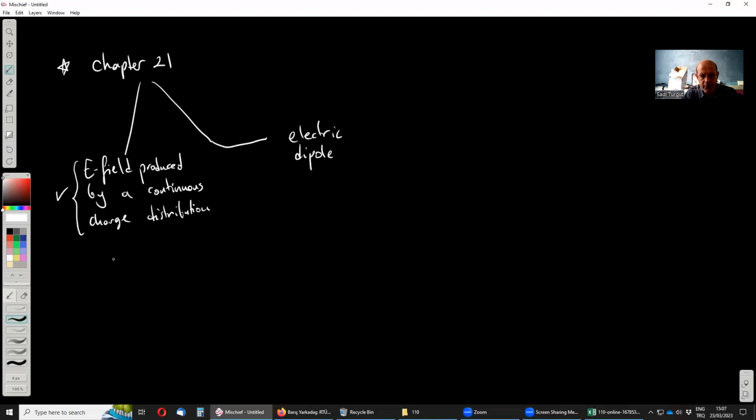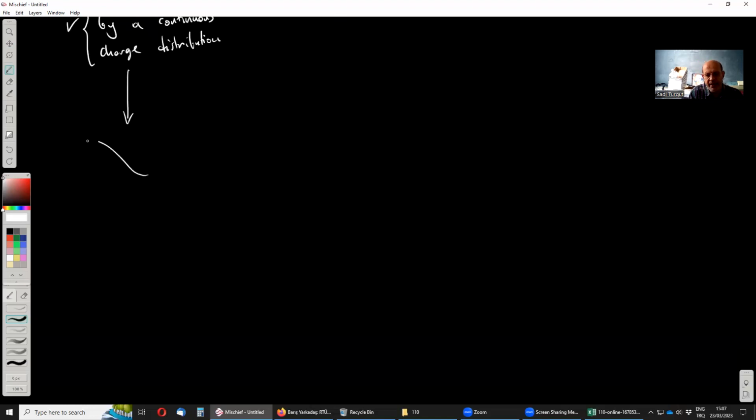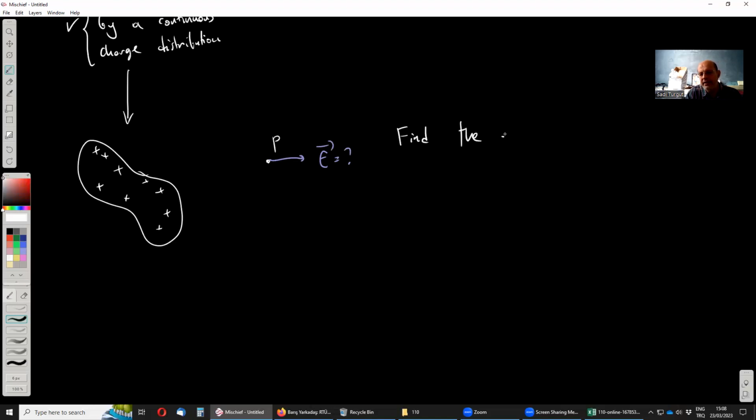So in any case, for this one, I'm going to start with this. The basic idea is something like that. If we have some kind of a charge distribution in here, the problem is usually like that. There's a point in here, and we would like to find the electric field at that point. Okay, so let's say it like this. Find the electric field at point B.